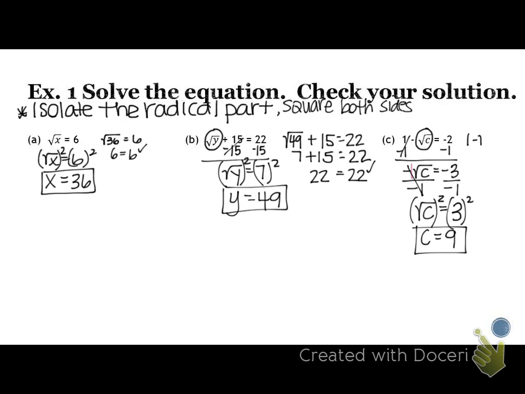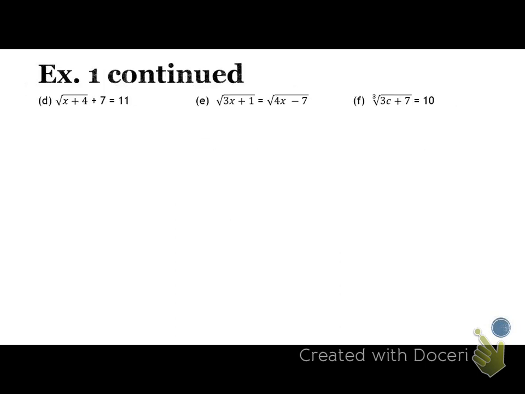We have 1 minus the square root of 9 equals -2. 1 minus, everybody, what is the square root of 9? 3, and it equals -2. What's 1 minus 3? -2. Does that check out? Yeah. Then we can move on. Now that takes us to letter D.